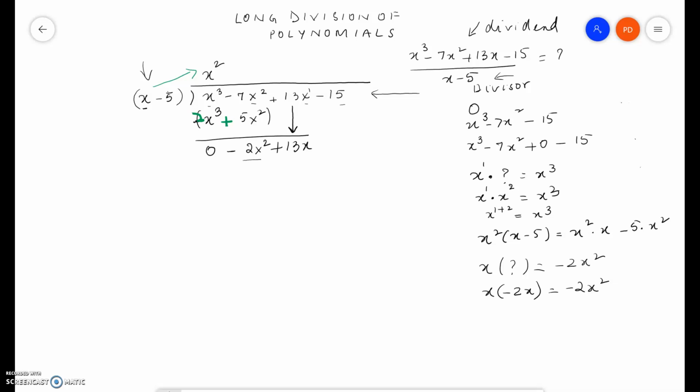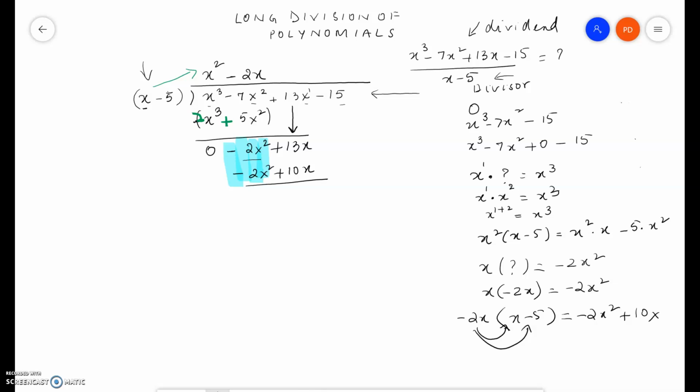Okay, so we have x times negative 2x, and now we multiply again x minus 5 with negative 2x. So when we distribute the negative 2x, we get negative 2x squared plus 10x. So negative 2x squared plus 10x. So these two terms have to be the same, so that way when we subtract, the x squared term gets cancelled.